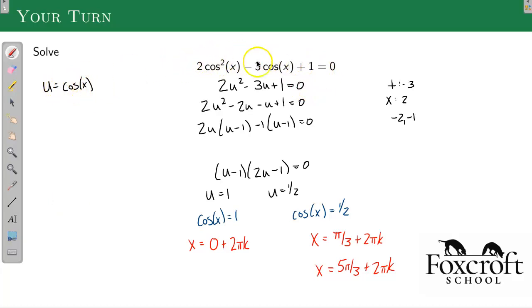Use cosine, solving a quadratic by factoring. Again, if you do the quadratic formula to get here, just make sure you fully simplify. You should get 1 and 1/2 as your answers to your quadratic. Cosine is 1 just on the right-hand side of the unit circle. Cosine is 1/2 at these two angles. And again, don't forget to include all solutions by adding plus 2 pi k.